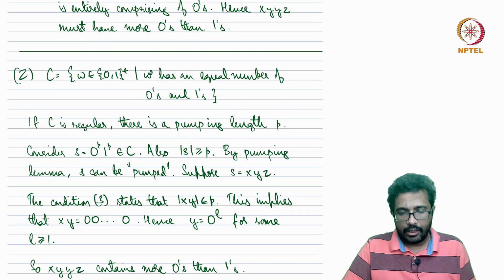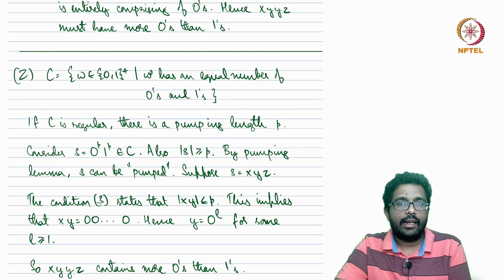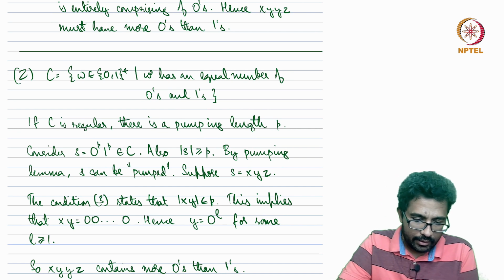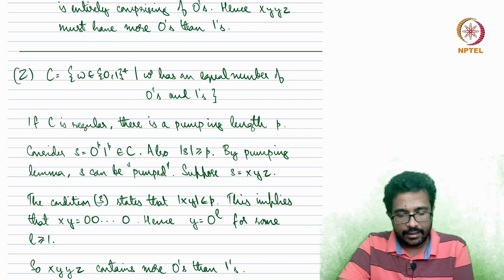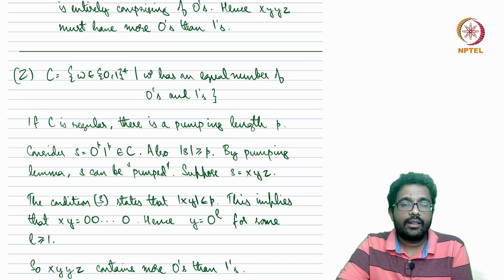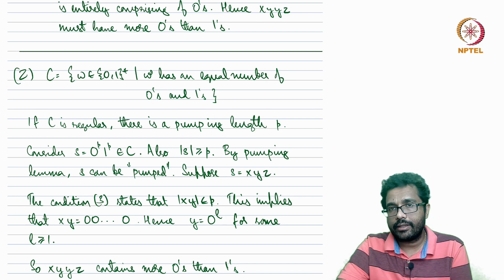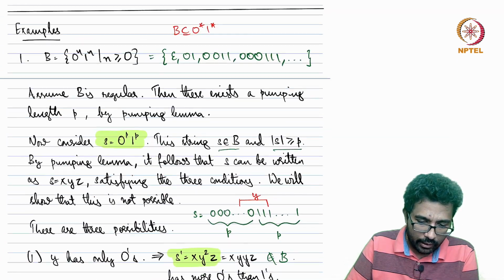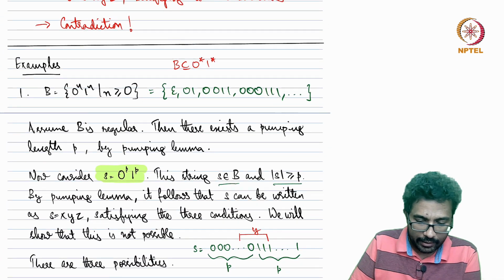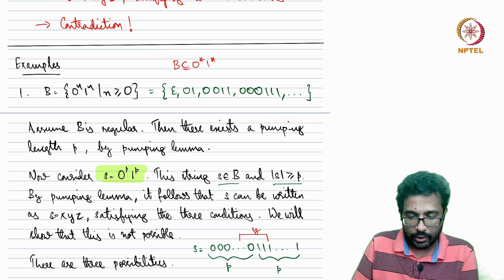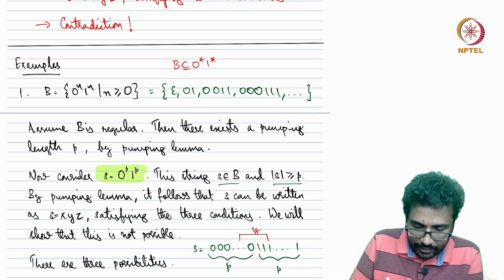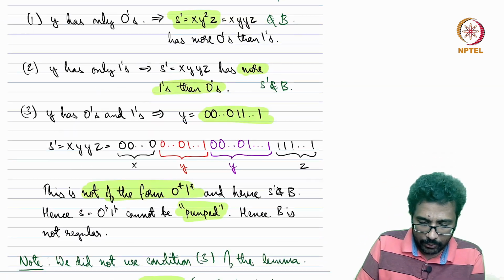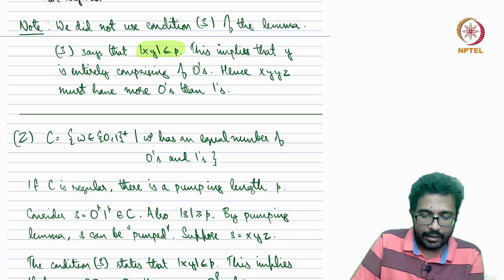Now, let us consider another language, C. C is the set of all binary strings that have an equal number of zeros and ones. B also was a set of binary strings with an equal number of zeros and ones, but B required the structure of all the zeros and then all the ones. C does not require that structure, so it could be any string.